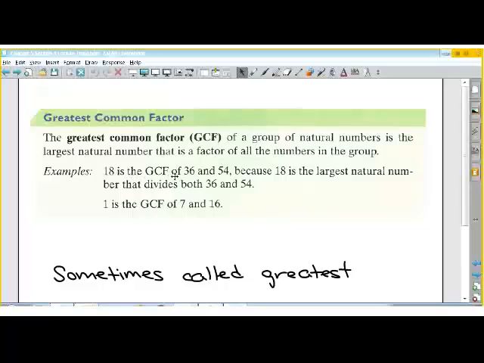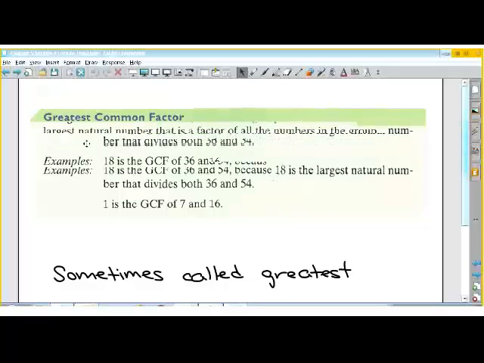So here's an example. 36 and 54, the greatest common factor is 18 because 18 is a factor of 36 and 18 is a factor of 54, and that's the largest factor. So that's why it's called the greatest common factor. Whereas something like 7 and 16, the factors of 7 are 1 and 7, and the factors for 16 don't include 7. So the greatest common factor for these 2 numbers is just 1. It's also sometimes called the greatest common divisor. We'll just call it the greatest common factor.